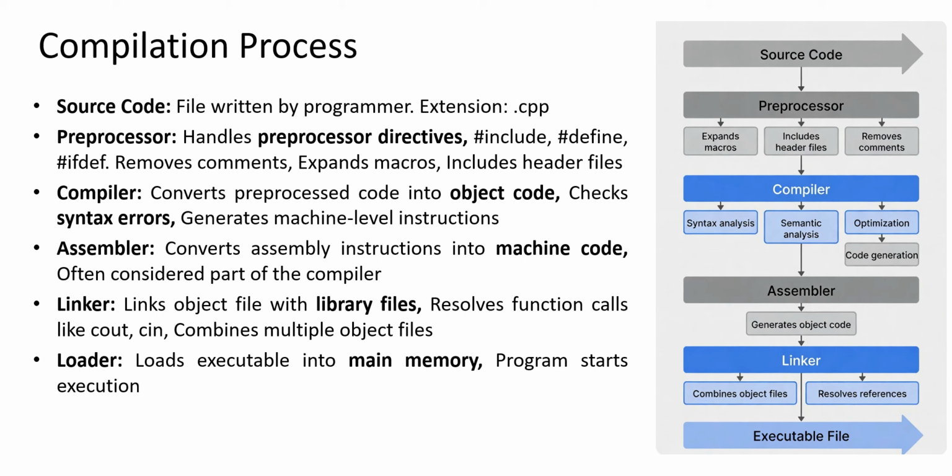Finally, the loader loads this executable program into main memory. Once loaded, control is transferred to the main function and the program begins execution. This step-by-step compilation pipeline ensures correctness, efficiency, and successful execution of a C++ program.